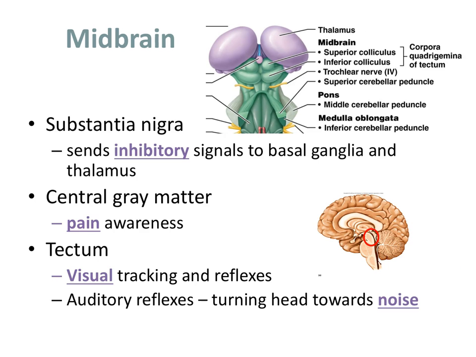We also have a group of cells called the substantia nigra that sends inhibitory signals to the basal ganglia and thalamus. This helps with smoothing movements and with preventing unwanted movements. We have an area of gray matter which deals with pain awareness, and you can see that area of gray matter kind of right in here, just below the cerebral aqueduct.